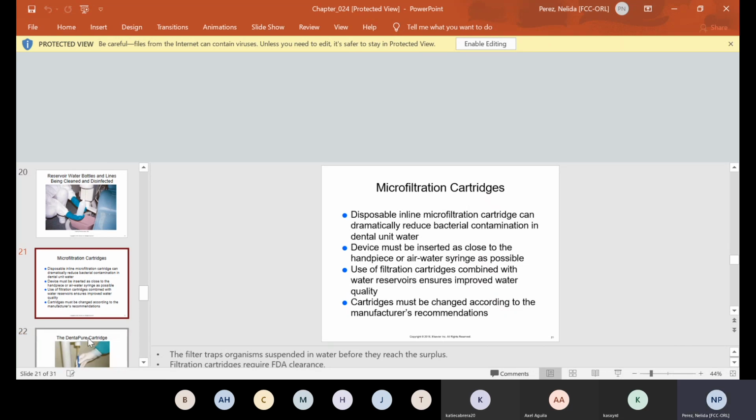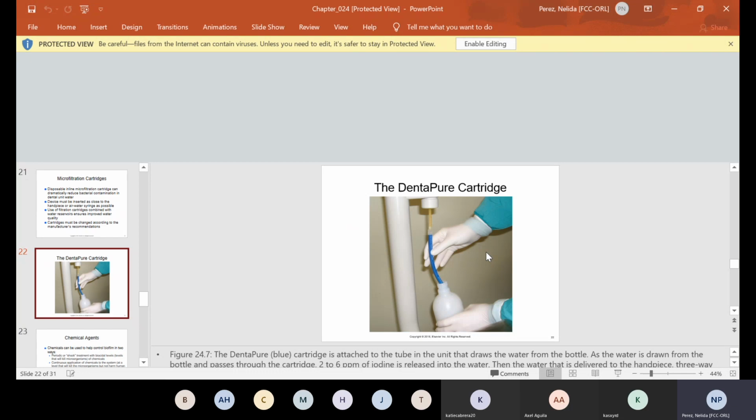Now, the microfiltration cartridges: a disposable inline microfiltration cartridge can dramatically reduce bacterial contamination in dental unit water. The device must be inserted as close to the handpiece or air water syringe as possible. The use of filtration cartridges combined with water reservoirs ensures improved water quality, and cartridges must be changed according to the manufacturer's recommendation. So they're connected to the hose, and then they go inside the water bottle.